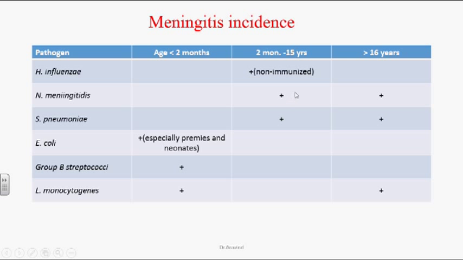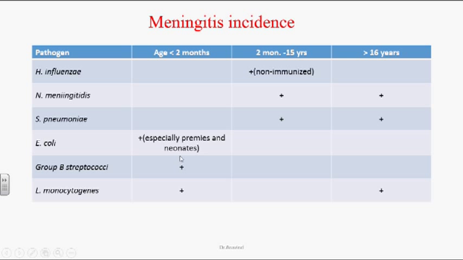Neisseria meningitidis can also cause meningitis in children as well as in adults, but not with as high an incidence as H. influenzae. And Streptococcus pneumoniae can also cause meningitis in children as well as in adults, and a higher number of cases are seen in adult patients with Streptococcus pneumoniae.